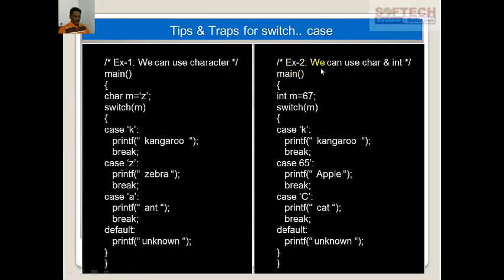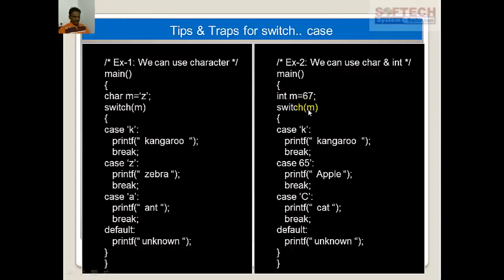In example 2, we can use character and integer. Both integer and character we can use combinedly. That is, integer m equal to 67, switch m, case k, case 65, case c, capital C, and default. If the three conditions do not meet, the default block is executed. In this case, m is 67.